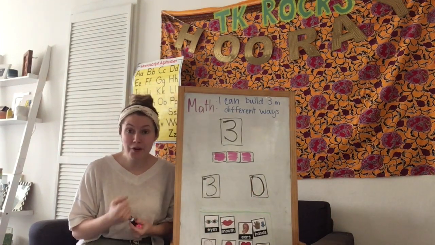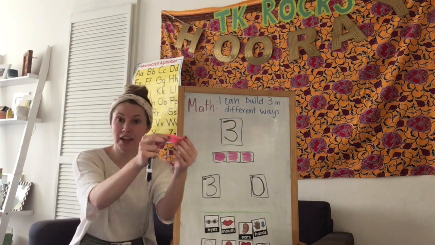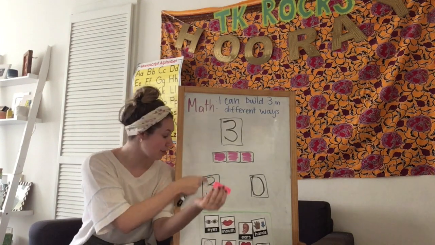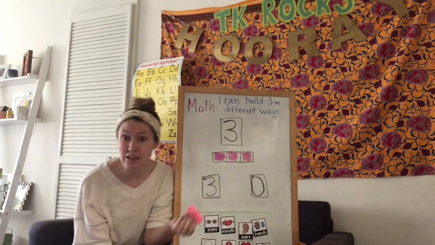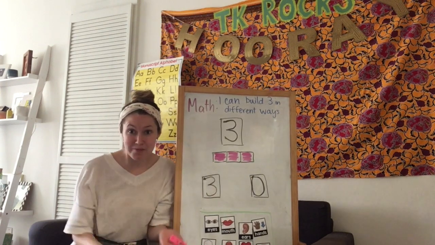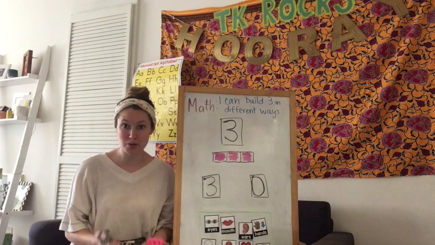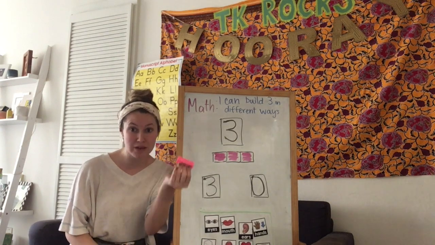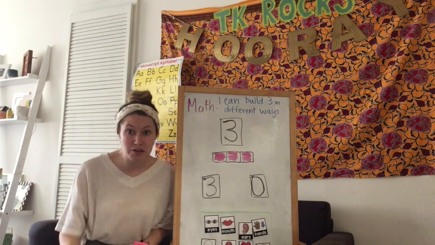So now, we also built 3 again. So all together, we have 3 cubes. We have 3 pink cubes and 0 purple cubes. Wow, so another way that we could build 3 is by using 3 of one color and 0 of another.